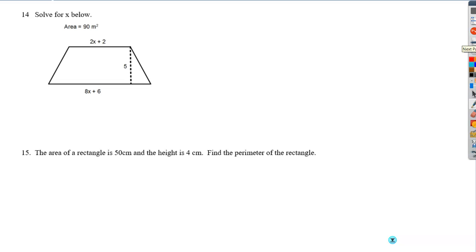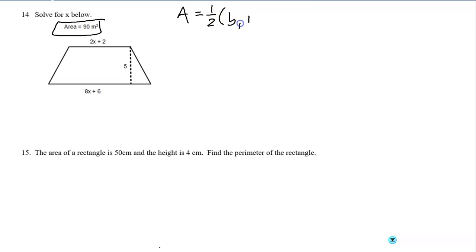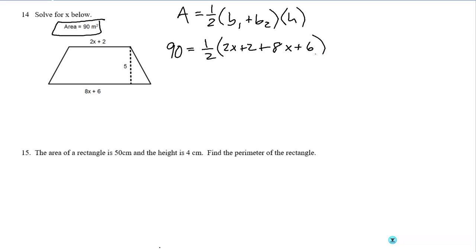All right, 14, this time they gave me the area, and it's a trapezoid. So the first thing I would do is write the formula, and then look at what I have and what I need. So it looks like I have the area, so that part is 90. So 90 equals 1/2, I have base 1, 2x plus 2, plus base 2, 8x plus 6. So that's a little weird because they're expressions, but it's still the base. And then times the height of 5. All right, let's simplify this business.